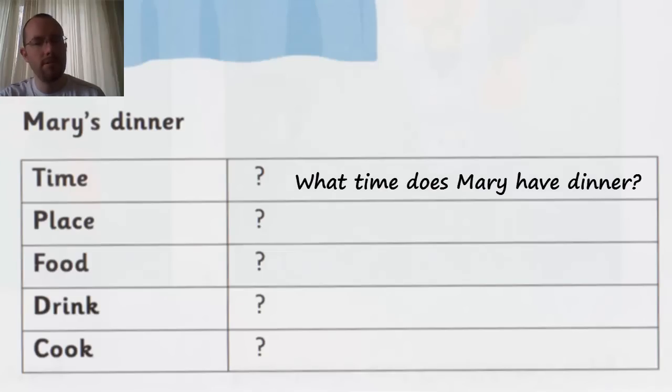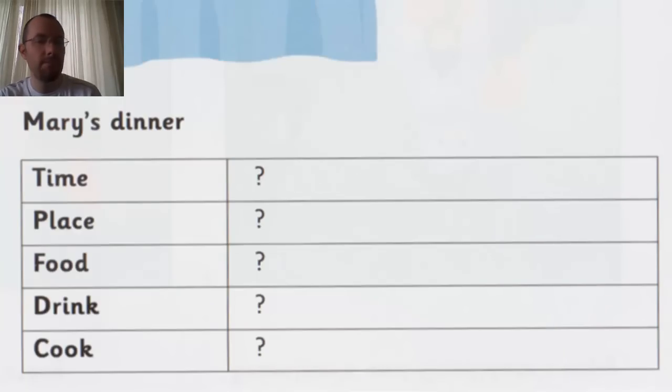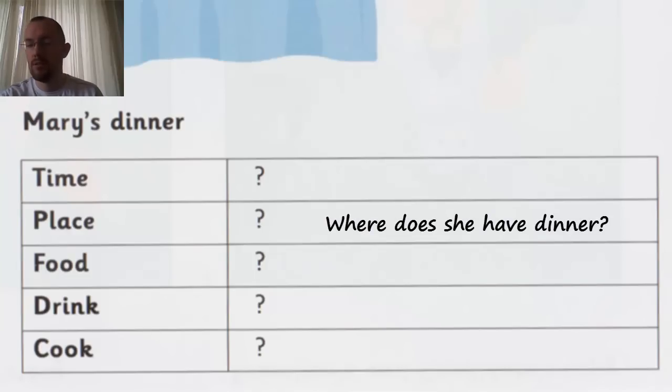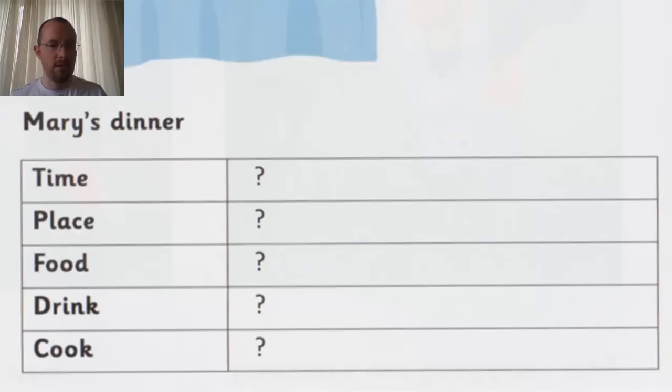So what kind of question? Just think about it. Yeah. What time does she have dinner? Okay, place. What question word do we use to ask about a place? Where. So question, where does she have dinner? And we can do the same, food, drink, cook, and think about possible questions.